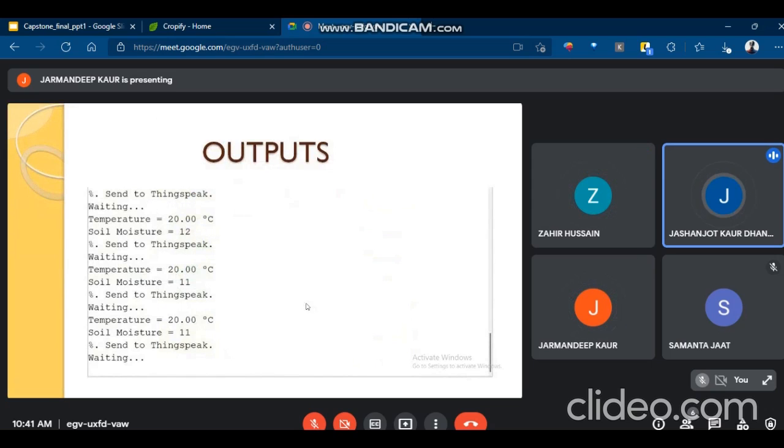Here are the outputs on the serial monitor of the Arduino. Here are the values of temperature and soil moisture. This waiting part is showing that the ThingSpeak server will upload the values after 15 seconds. That was all. Now the next group member will explain the next part.